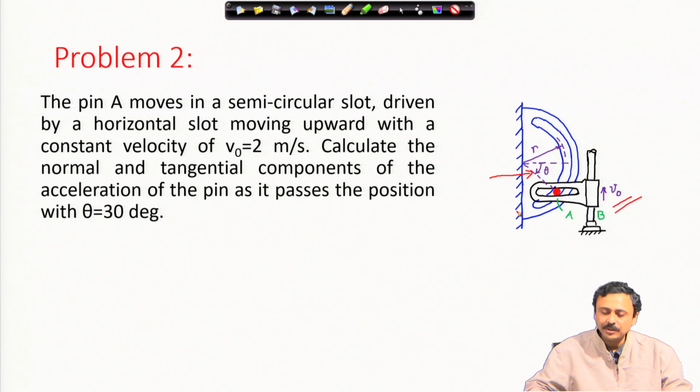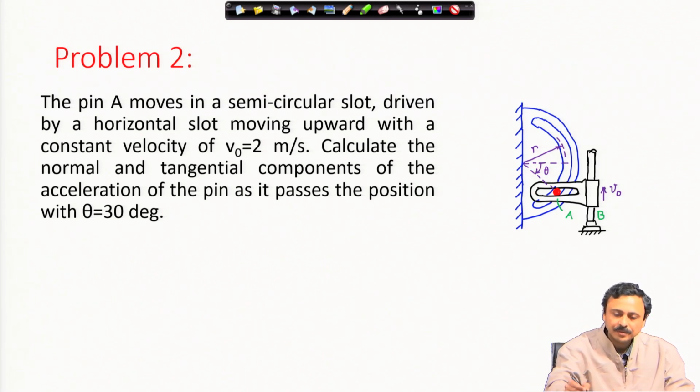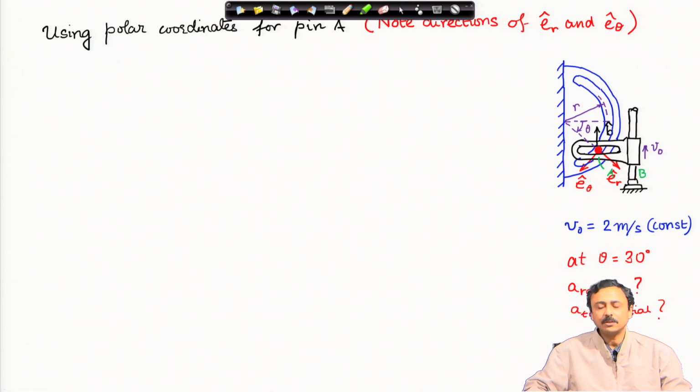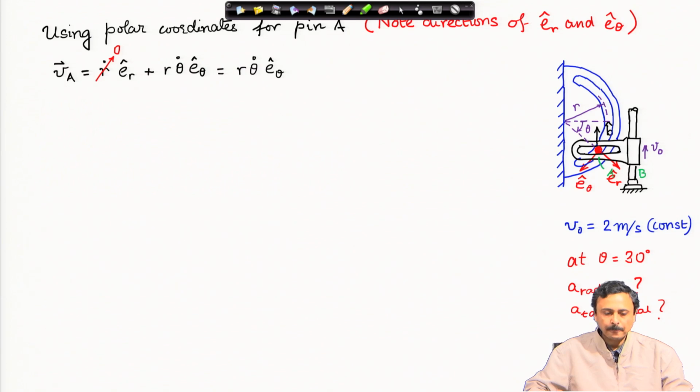So, theta is increasing downwards, therefore, we have to be careful while choosing the coordinate system. Now, here I am using the plane polar coordinates for pin A. e_r is chosen away from the center and e_theta is chosen perpendicular to e_r in the direction of increasing theta. So, the velocity of pin A can be represented by this expression.